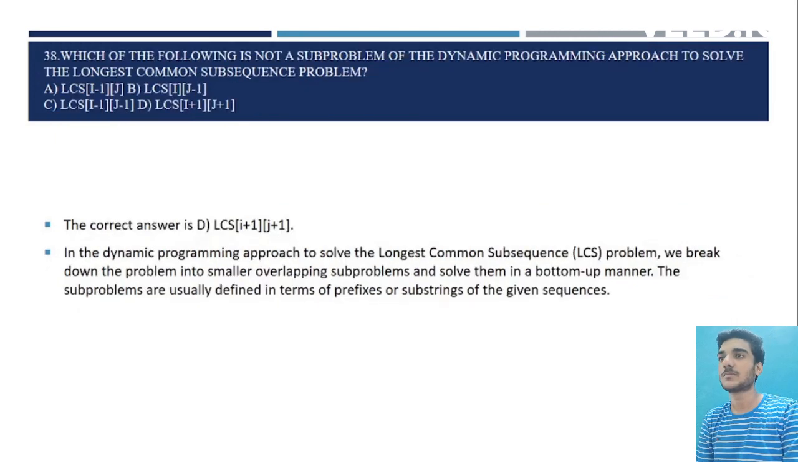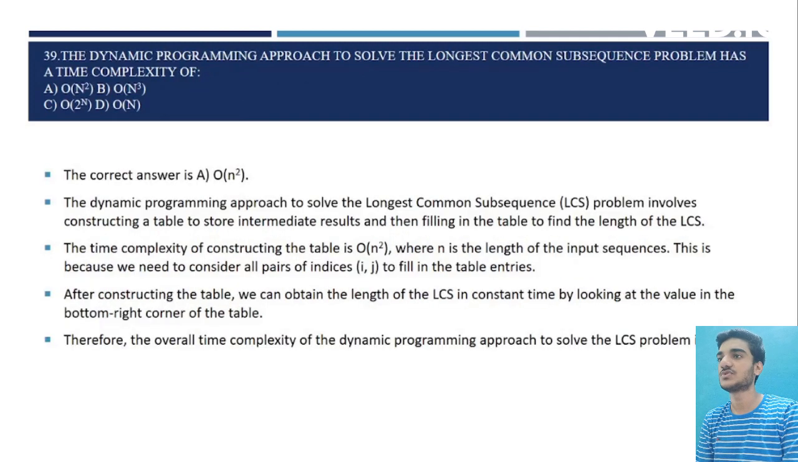Which of the following is not a subproblem of dynamic programming approach to solve the longest common subsequence problem? The correct option is D, LCS(i plus 1, j plus 1). Question 39. The dynamic programming approach to solve the longest common subsequence problem has time complexity of, the correct option is O(n square). The time complexity of constructing the table is O(n square), where n is the length of input sequence. This is because we need to consider all pairs of indices i, j to fill the table entries.